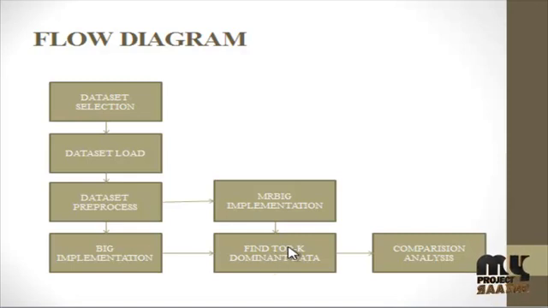After finding the top K dominant data, that same dataset will be used for MRBIG, that is, the Map and Reduce Bitmap Index Guided algorithm will be implemented on the same dataset, and also we will find the top K dominant in that file. After implementing these two algorithms, we will compare the algorithm performance analysis. Here the runtimes of these two algorithms will be compared to find the best algorithm.